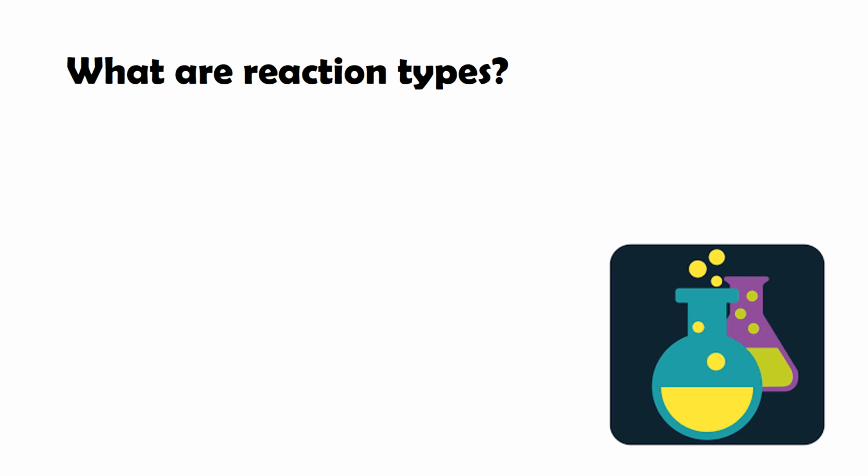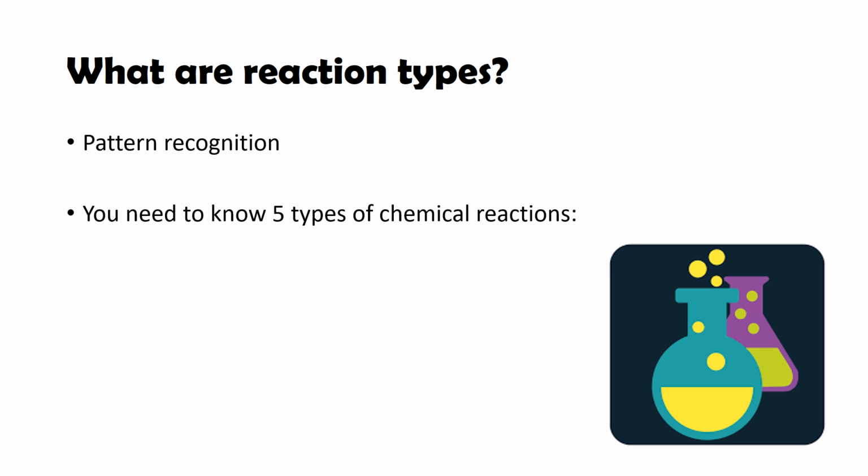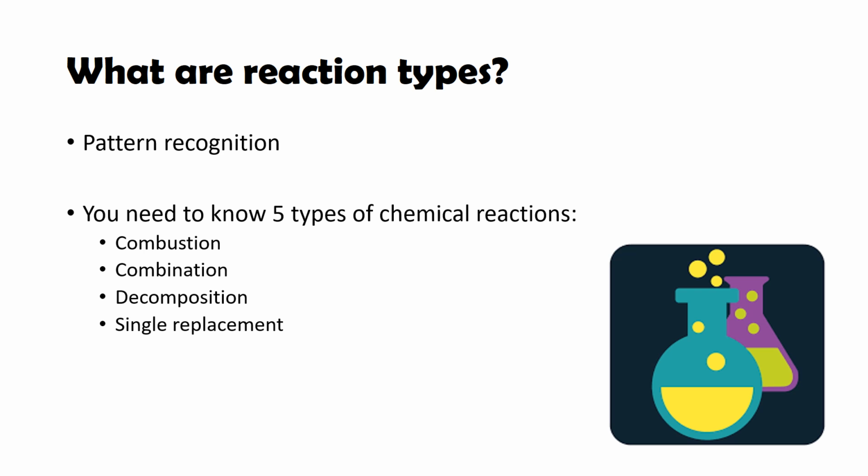Learning to recognize different kinds of chemical reactions is really just learning to recognize different patterns. Many common chemical reactions can be grouped into one of 5 reaction types, or patterns, according to how the reactants combine or what products are created. You will be expected to know 5 types of chemical reactions this year: combustion, combination, decomposition, single replacement, and double replacement.